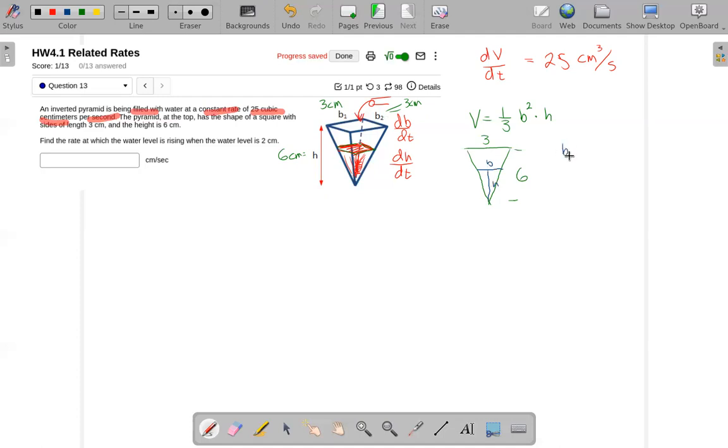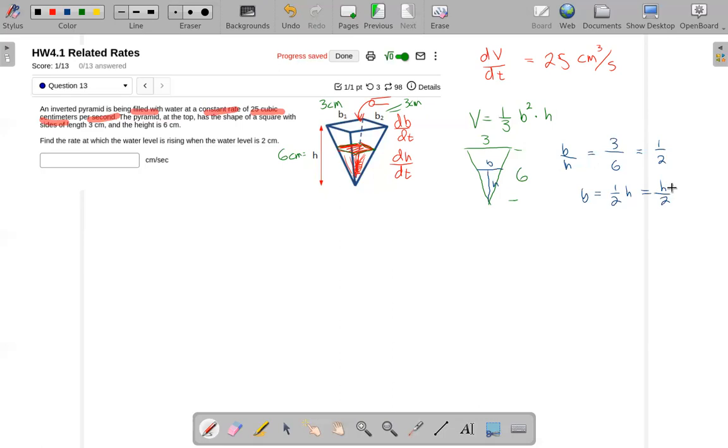So the base over the height is always going to have a constant ratio. So it's always going to be 3/6, which reduces nicely. Not always, but this one does, to 1/2. So that means the base is always half the height. We multiply the height to the other side, and we get the base is always 1/2 of the height, or the height over 2.